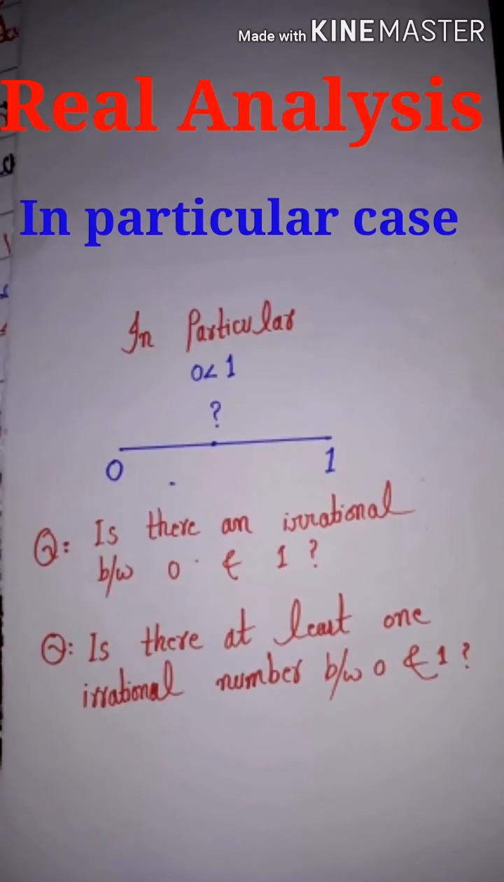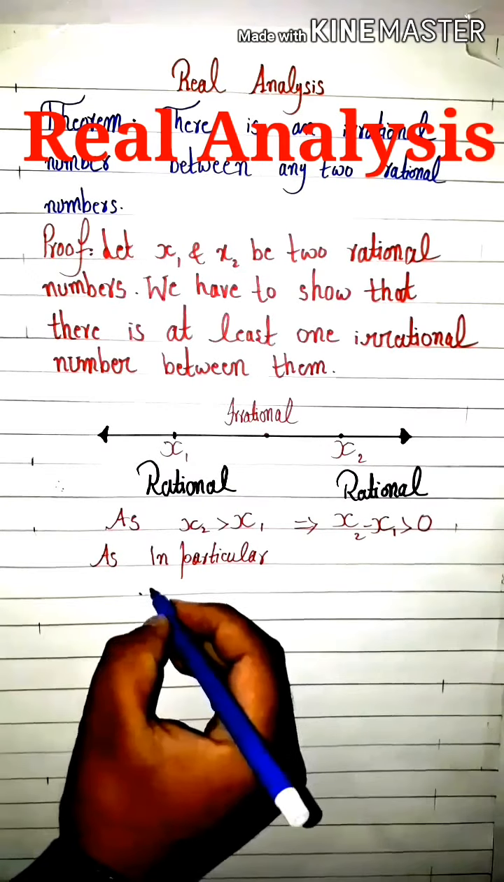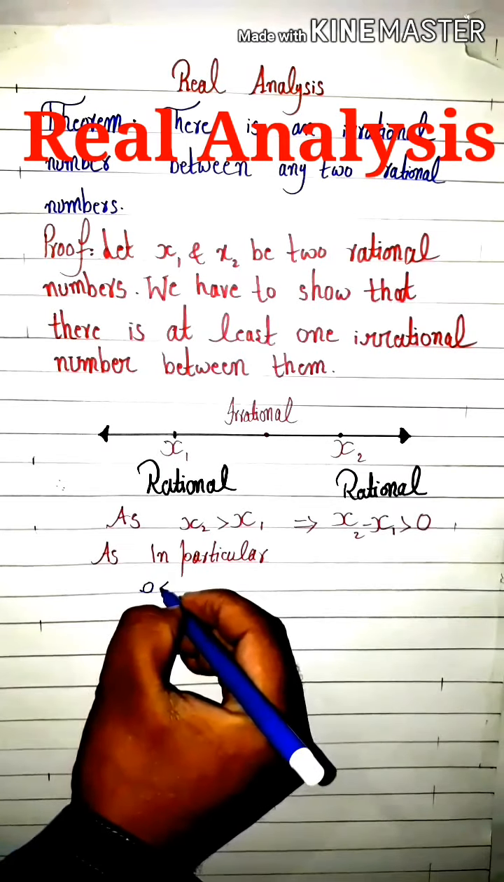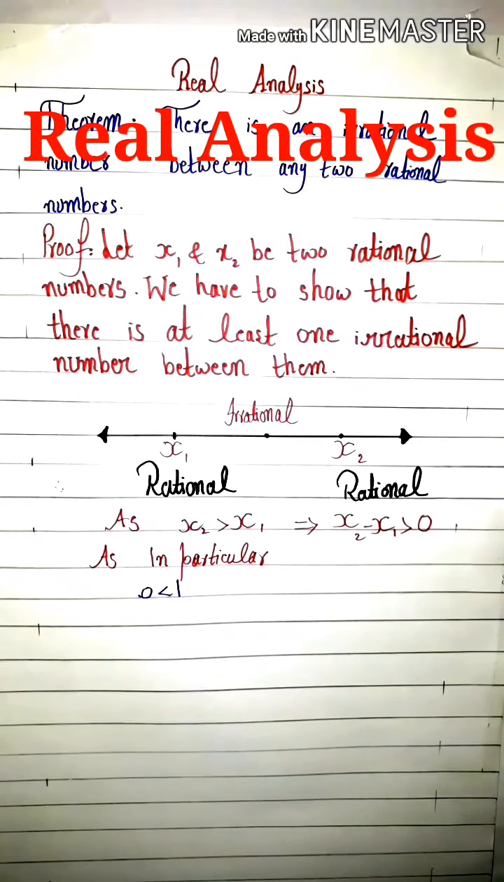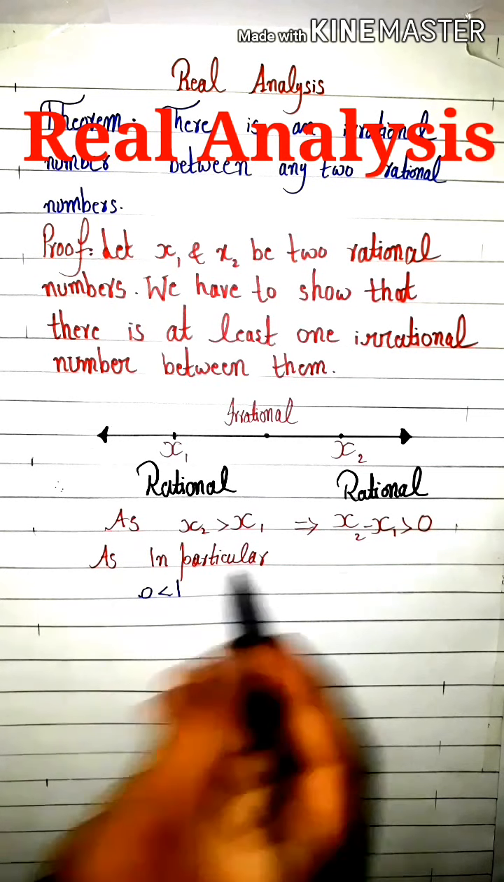In a particular case, we are now checking this theorem under a specific condition, taking rational numbers 0 and 1. There lies an irrational number between 0 and 1, where 0 and 1 are rational numbers. You know that 0 is less than 1. We are taking two values on the line of real numbers.